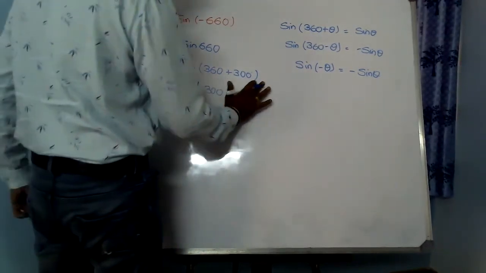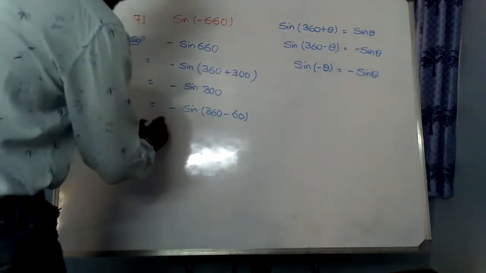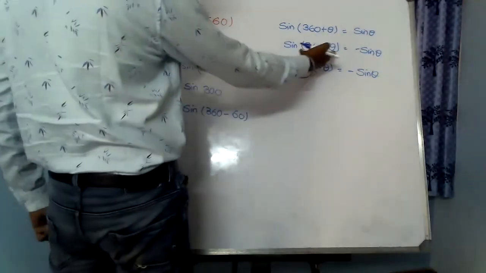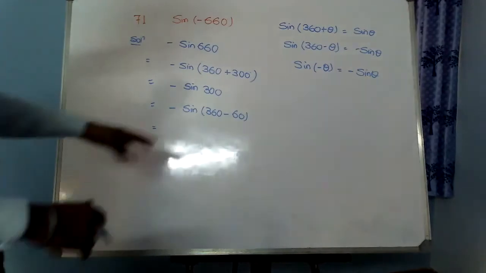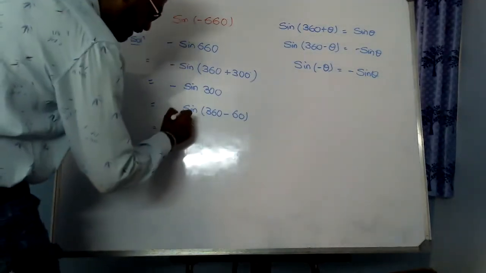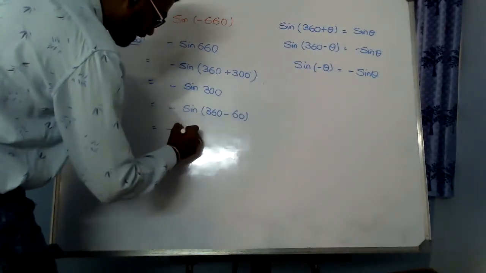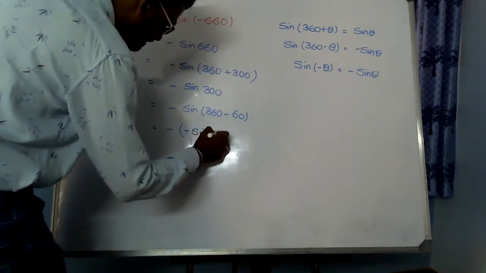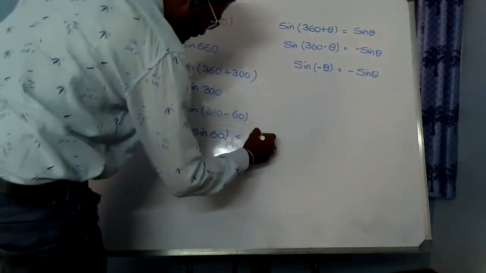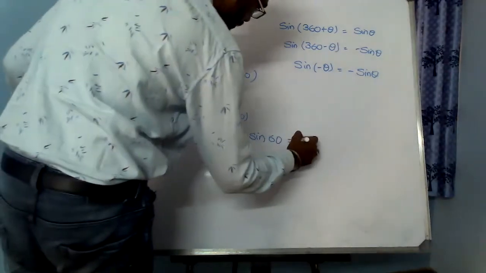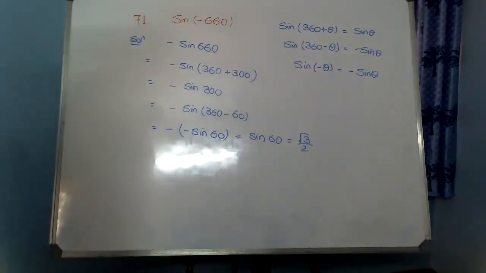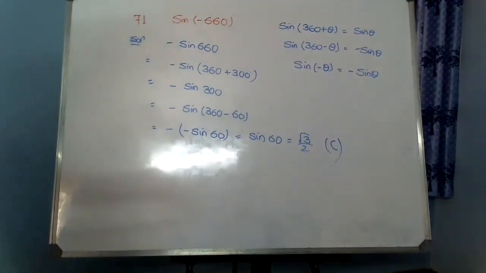So, okay. If I do that, I'll use this formula now. Sine 360 minus theta is minus sine theta. So this minus was from before, and now sine 360 minus theta will again give me one more minus and sine 60. So what will I get? Nothing but minus minus plus sine 60. You all know the value of sine 60, that is root 3 by 2. In your question, the option is C. So C will be the right answer for this question.